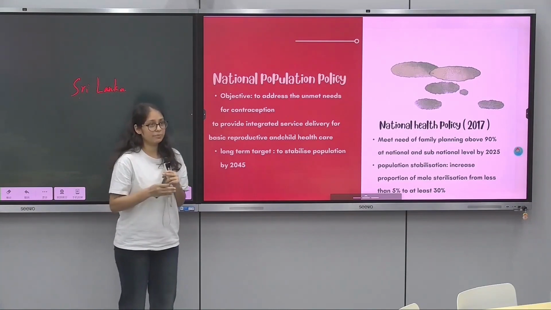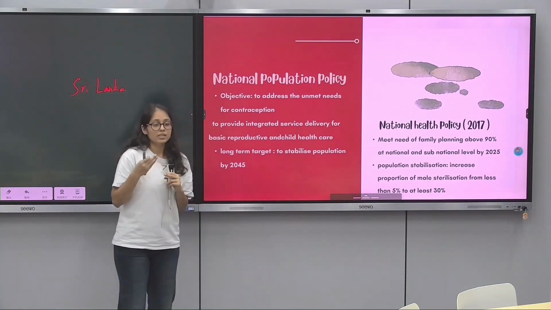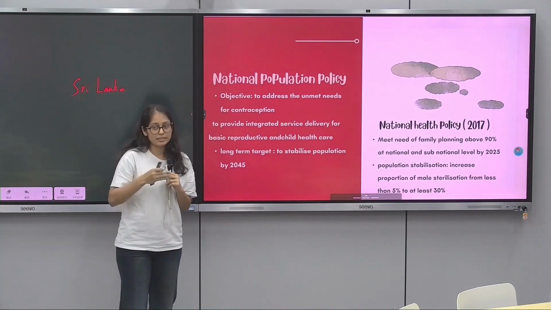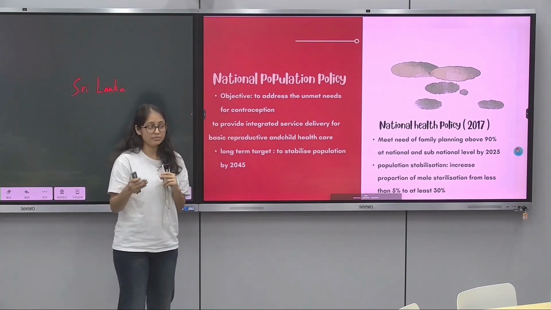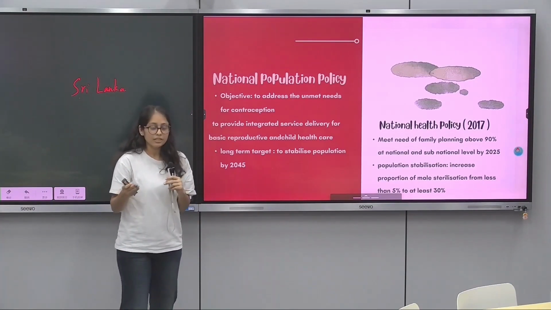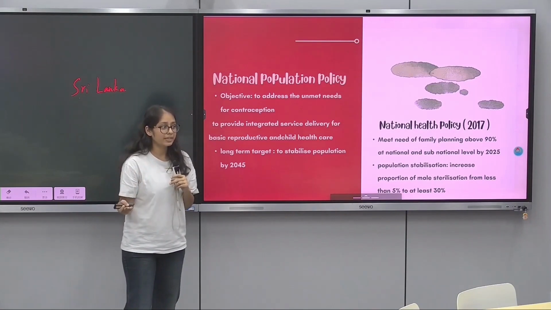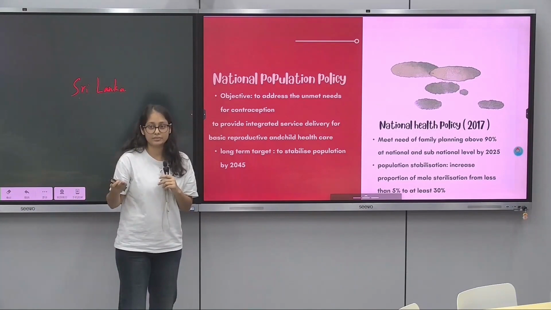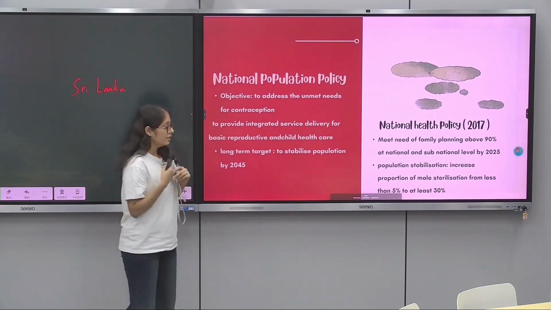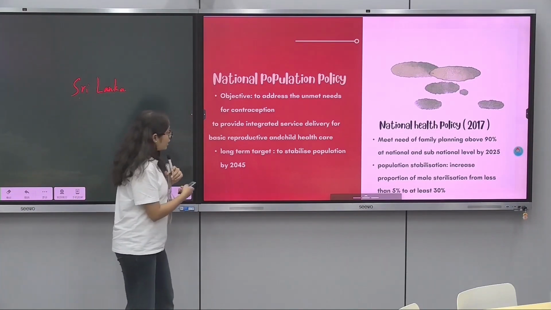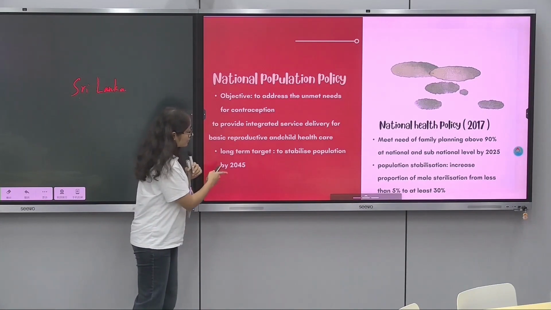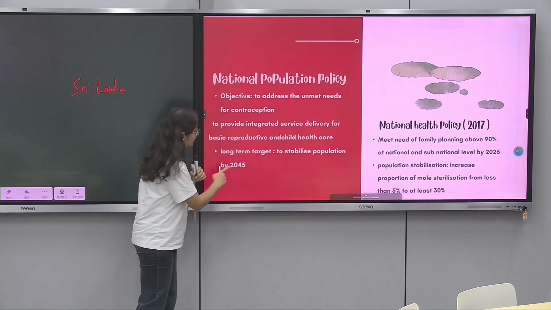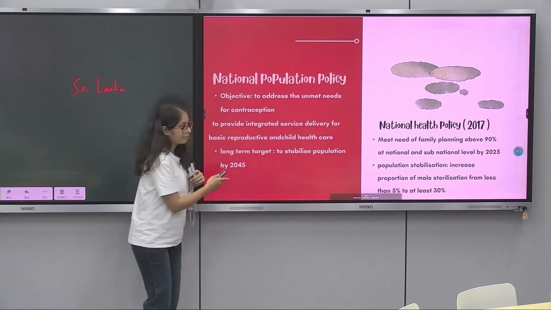Most of the time it happens that after childbirth, the female feels that at the time of lactational amenorrhea, that is for 6 months, she won't get pregnant, so they take it very lightly and hence they may have one more child. And they give a long term target to stabilize the population by 2045.